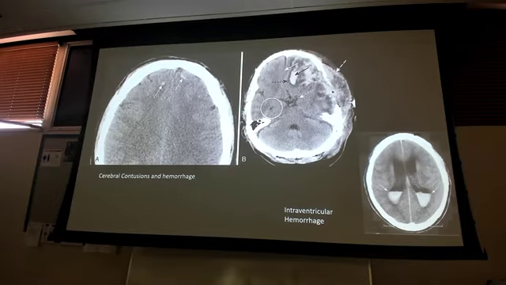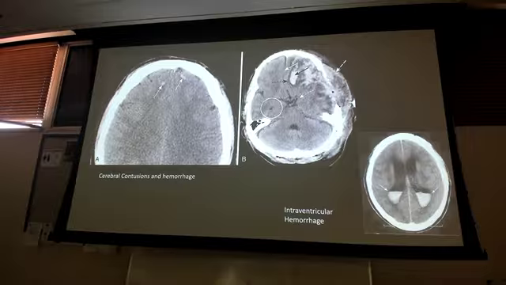So here's a couple of examples. You can see the cerebral contusions and the hemorrhage right up here at the top. It's these bright white circles. You're like, how am I pulling that out? Look at the rest of the brain matter. Look at the rest of the brain tissue. It looks different. It's brighter than the surrounding tissue.